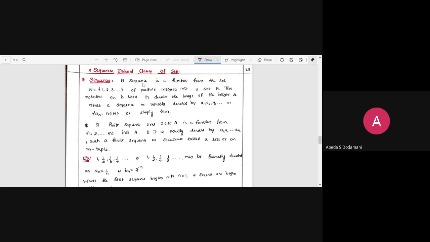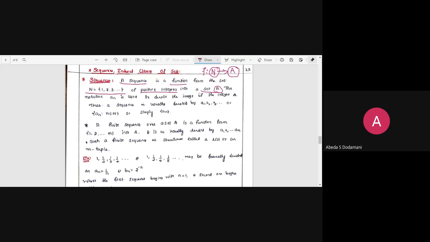A sequence is a function from the set of natural numbers, or you can also call them the positive integers, into any given set A. So basically we are dealing with a function, but the function has to be specifically from the natural number set to any given set A. This is very important, and this is any set. This function or mapping or relation, we call it a sequence.